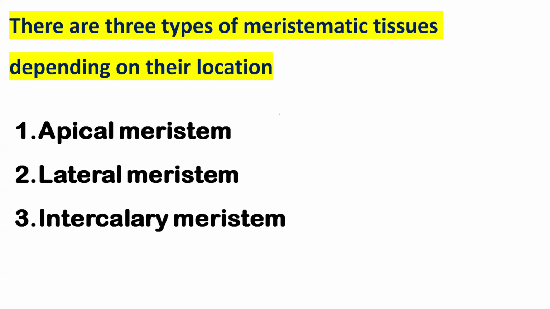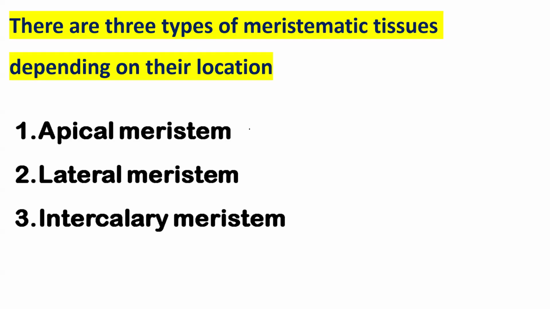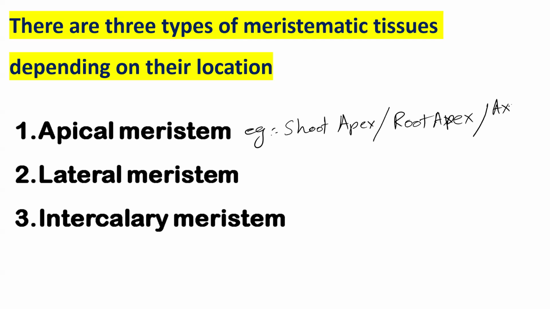There are three types of meristematic tissue. You all know that, no? Apical, lateral, and intercalary. Okay, we'll go to the locations. Apical meristems, there are three locations. The tip of the dicot or monocot plant, that is known as the shoot apex. The bottommost part of the dicot or monocot plant, that is the root apex. And in the middle, the new leaves, new branches arise from a bud. We call it axillary or auxiliary bud.